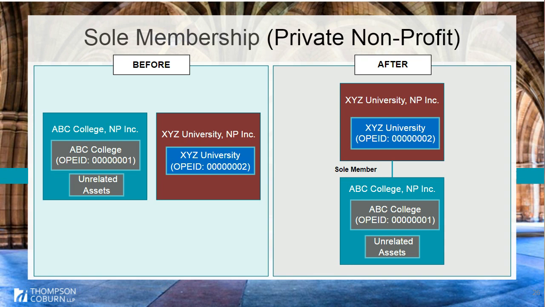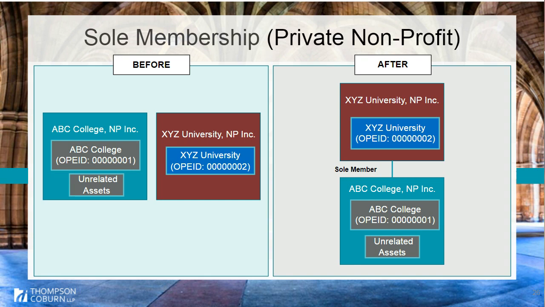So this concept of a sole member has been around a long time. It also exists in other nonprofit contexts as well, outside of higher education. But the creation of a sole member is a way that you can ostensibly merge or bring two institutions together. Now, keep in mind, in this model, ABC College doesn't go away. The OPID isn't retired. It continues to exist. But now you've essentially linked these two institutions through a governance structure.